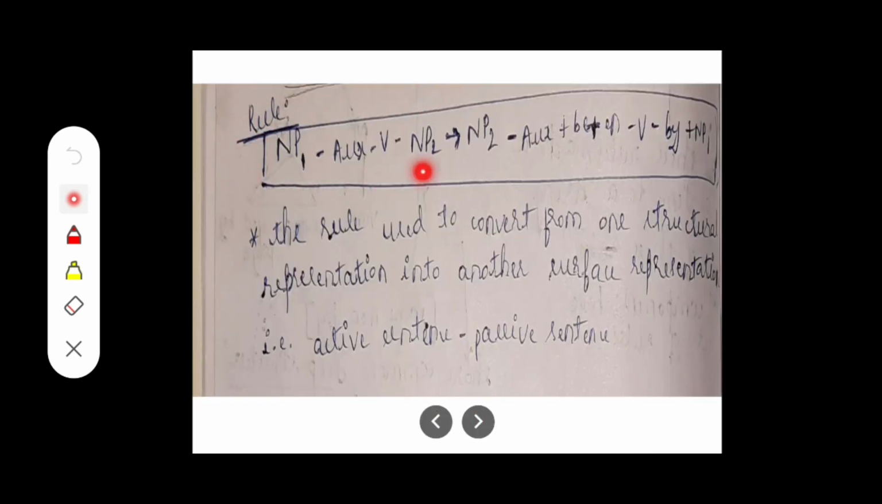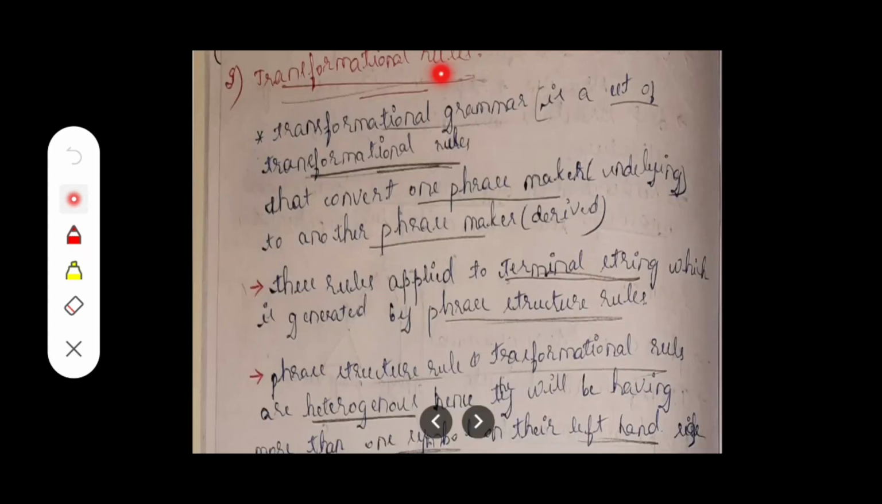See, look into this rule. In this rule we will be having more than one term in the left hand side. The rule is used to convert from one structure representation into another surface representation, that is active sentence to the passive sentence. Yes, the transformational rule, the name itself indicates, converts from one structure representation to another surface representation. So here also we'll be doing the same thing, that is one form to another form, or from active sentence to the passive sentence. This is what the transformational rules do.